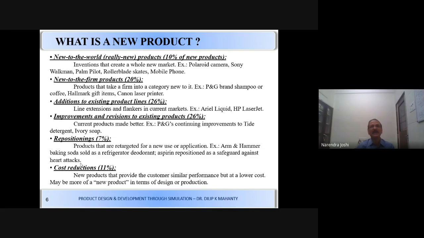Cost reduction 11%. Out of all these things, if you add them together, it will be 100% of the total product. So absolutely new product in today's world is 10% compared to about 4 to 5 decades back, when this portion was much higher.